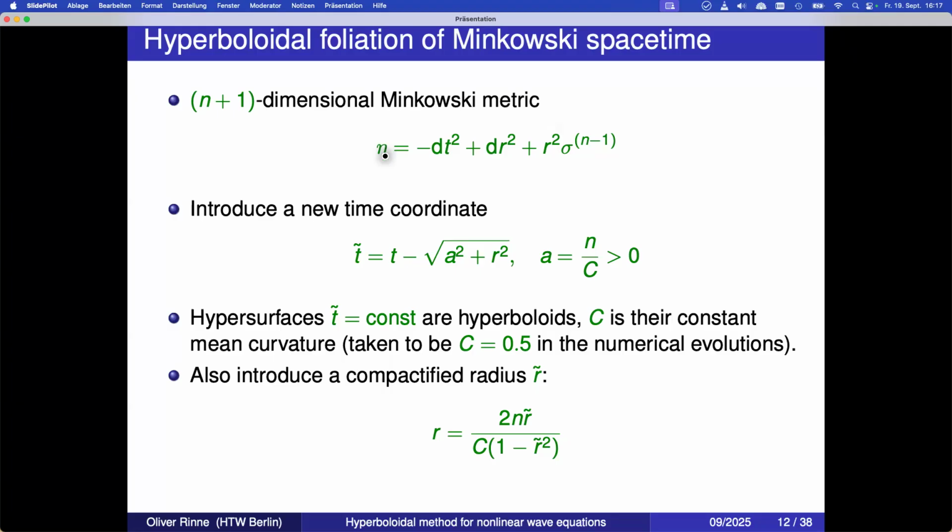We introduce the new time coordinate just as before in the introduction. Let's call it t tilde. And this constant a here really is n divided by c. So n is the spatial dimension, and the c here is the constant mean curvature of these hyperboloidal slices, essentially, up to a sign convention. So as I said earlier, in the simulations, I'm going to take c equal to 0.5. Then we also have our compactified radius. This is again just the same formula as I had in the introduction.